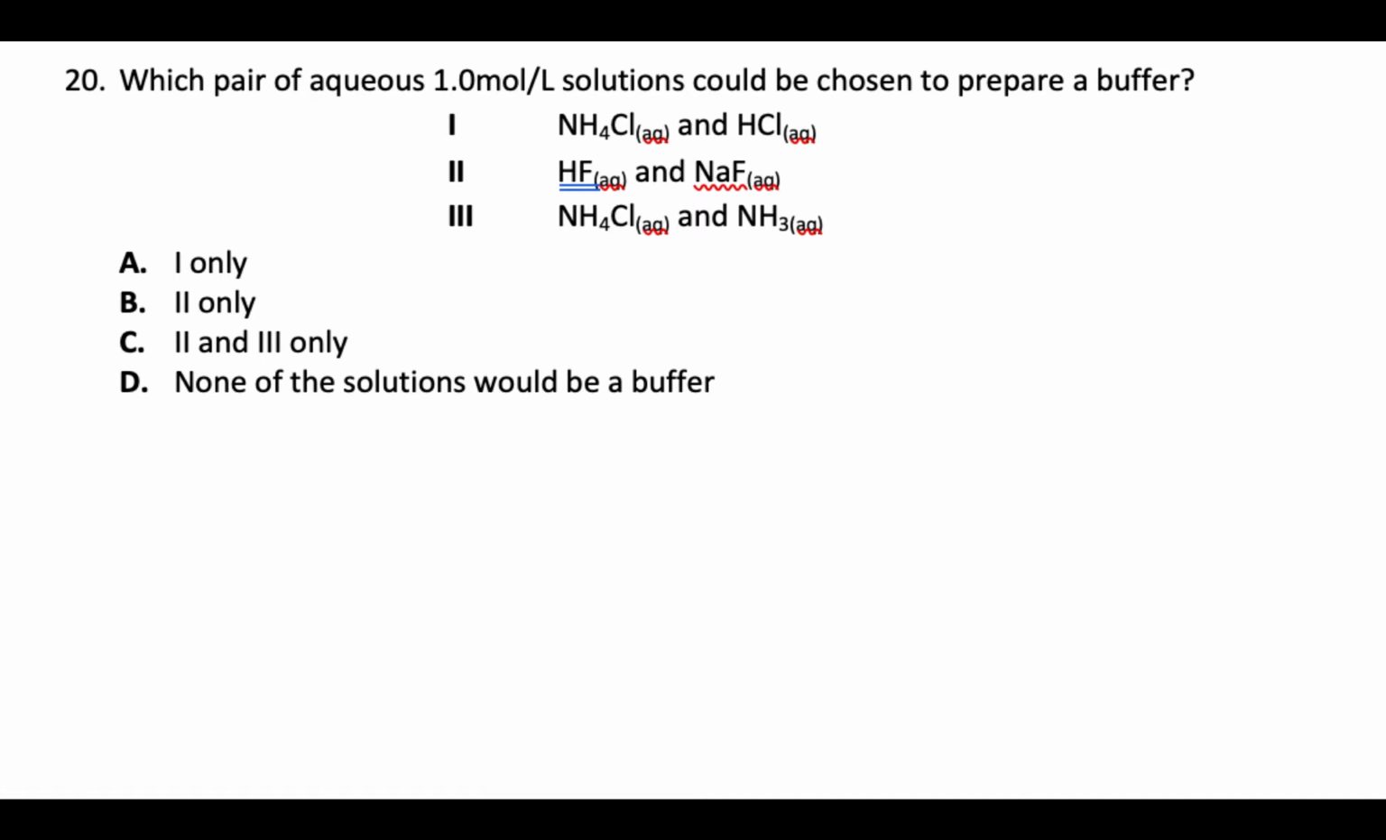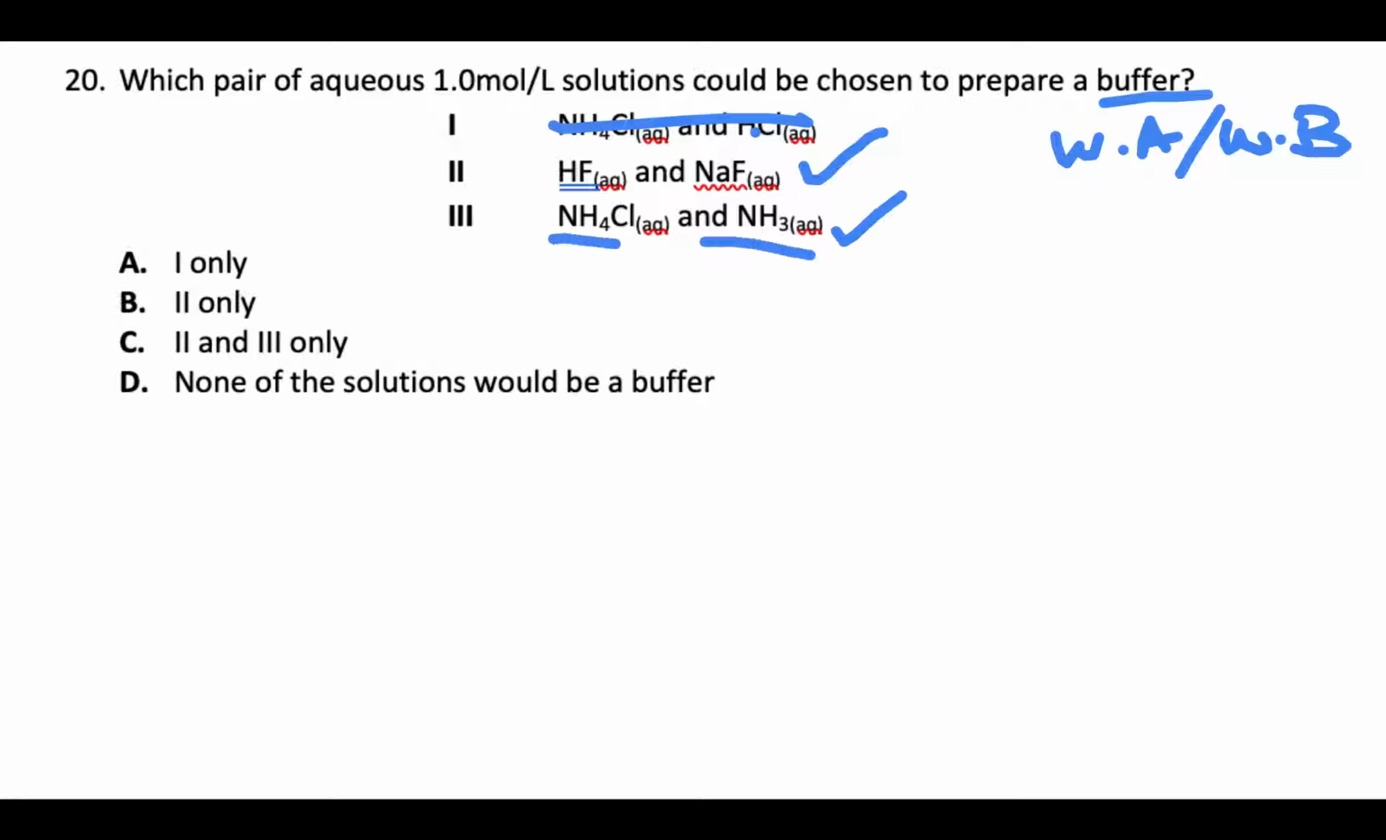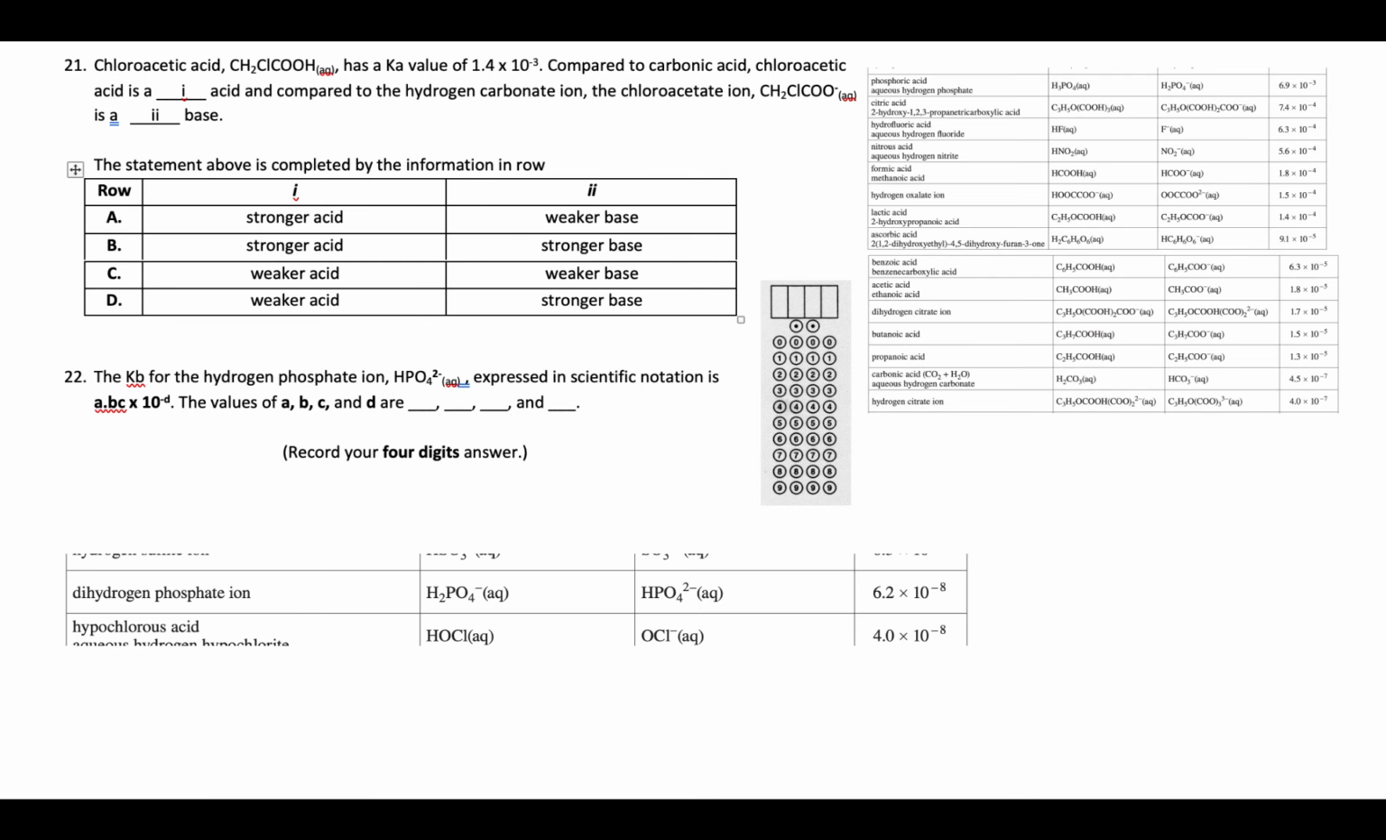Number 20, which pair of aqueous 1 molar solutions could be chosen to prepare a buffer? To be a buffer, you need a weak acid with its conjugate base, or a weak base with its conjugate acid. So again, you differ by 1 hydrogen. It cannot be the first one because HCl is strong. It could be the second one because that is a weak acid with its conjugate base. And it also could be this last one for the same reason. So it looks like here our answer is number 2 and number 3 only.